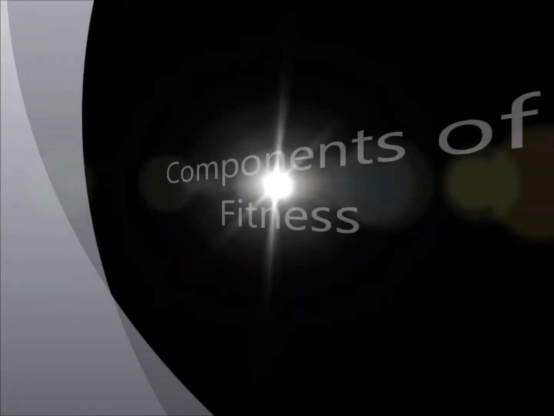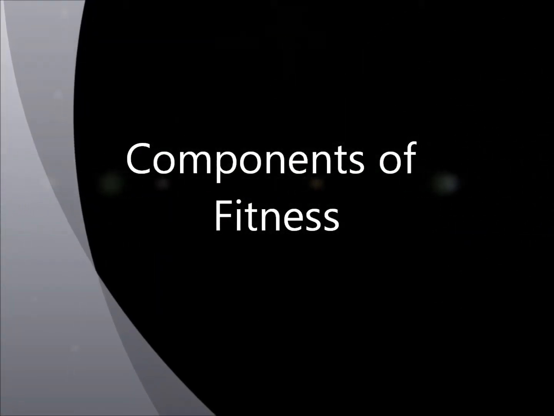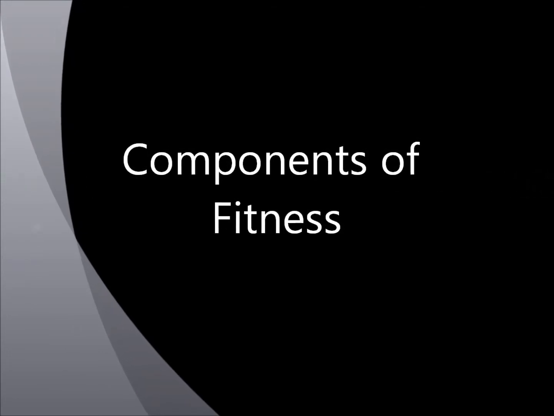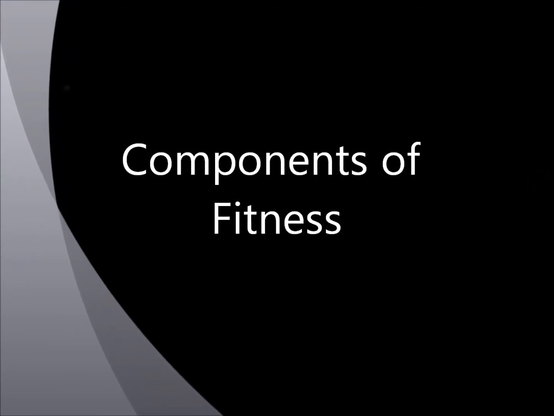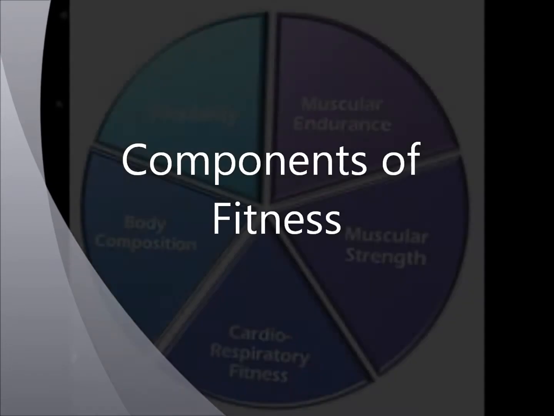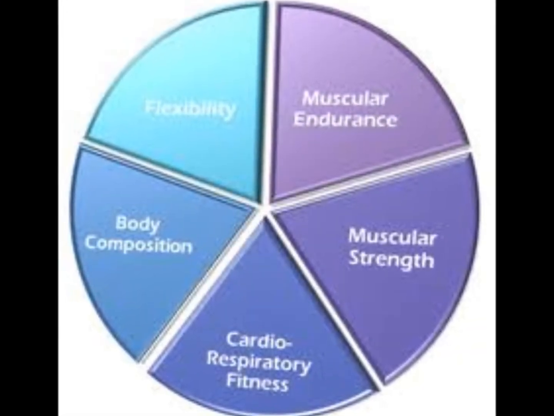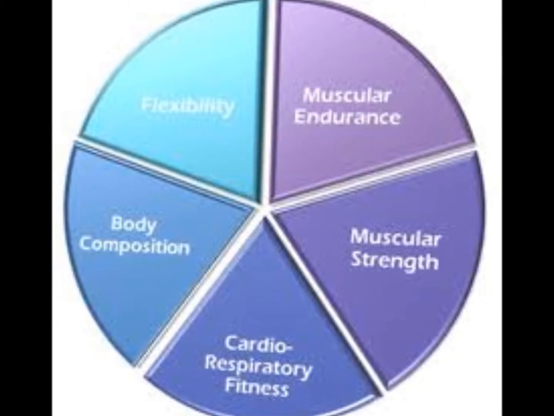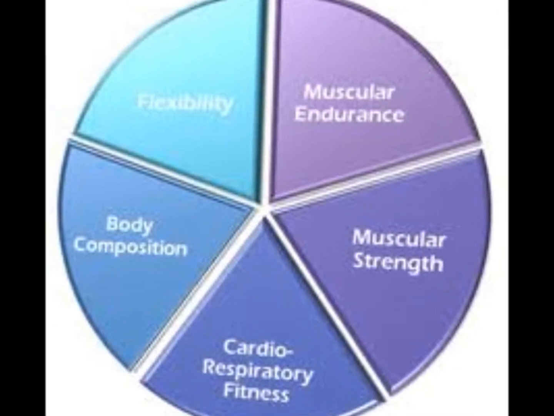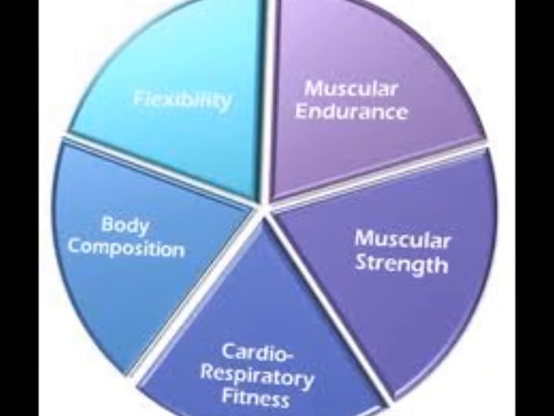The five components of physical fitness are used in schools, gyms, and health clubs to measure your level of physical fitness. Total fitness is defined by how well your body performs in each of the five categories. These five categories are cardiovascular endurance, muscular strength, muscle endurance, flexibility, and body composition.